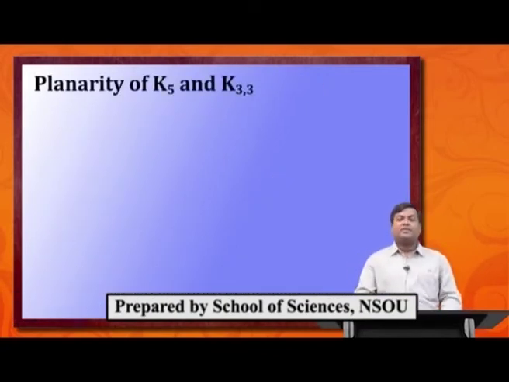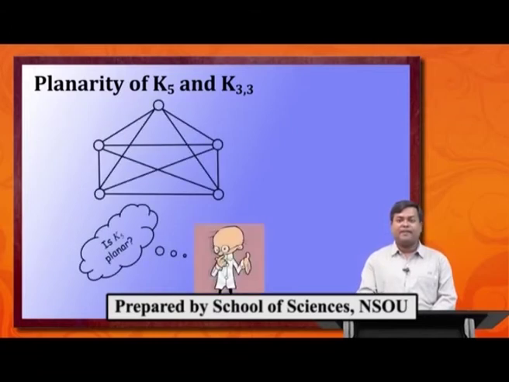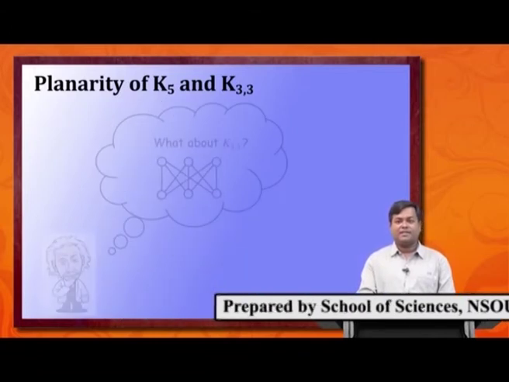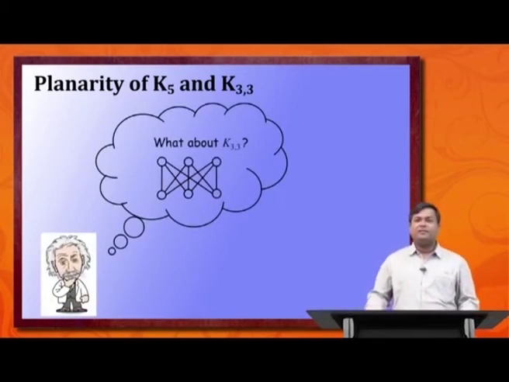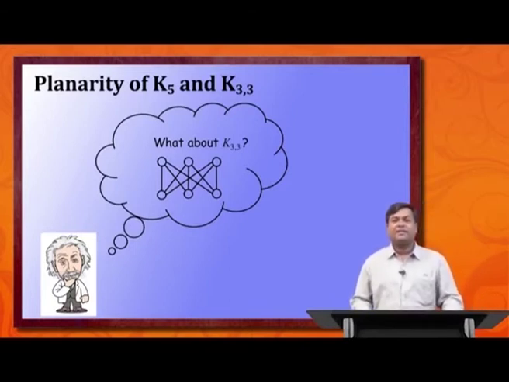Now we need to discuss the planarity of K5 and K33. These are the basic building blocks of planar graphs. These are very important, because based on the planarity of K5 and K33, we will conclude a lot of things about other non-planar graphs. So is K5 planar? That is the question. Is K33 planar? That is another question. To actually prove whether K5 and K33 are planar or not, we need to know some definitions before we proceed.